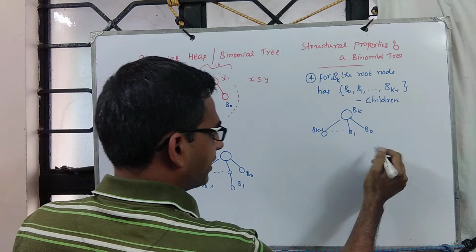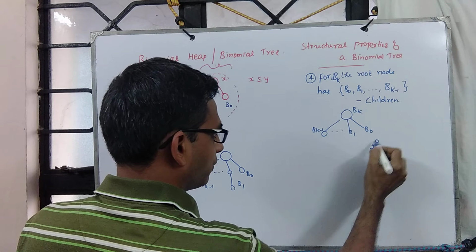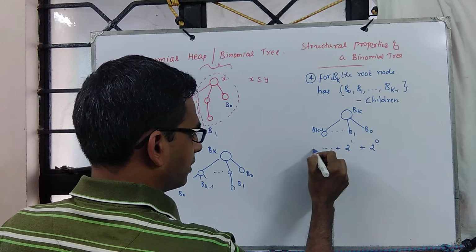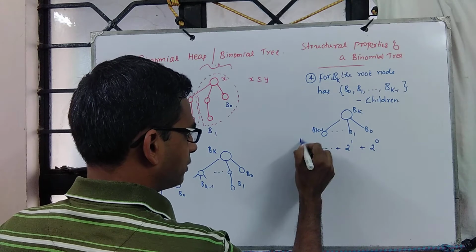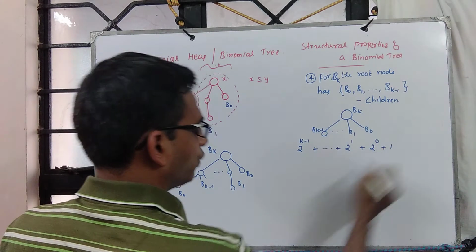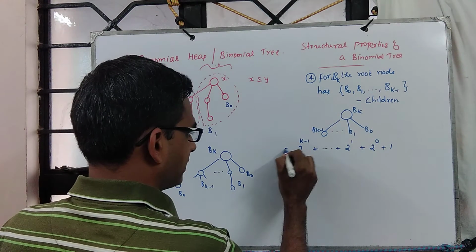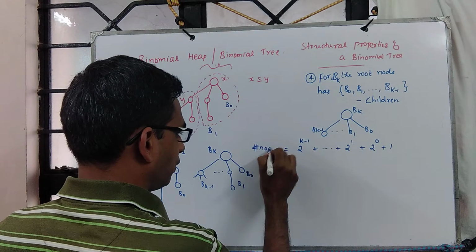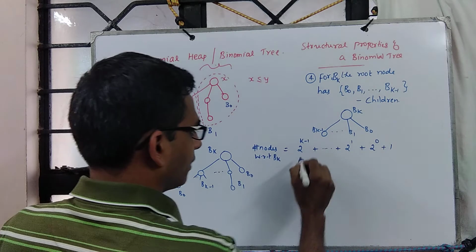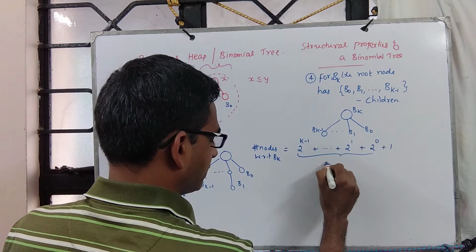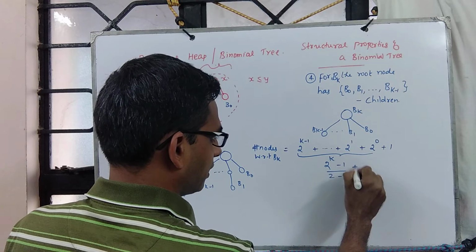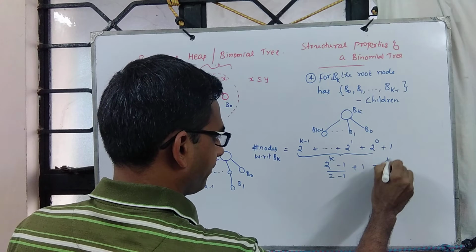How many nodes will be there in B0? There will be 2 power 0 nodes. Number of nodes in B1 is 2 power 1, and so on up to number of nodes in BK minus 1, which is 2 power k minus 1. Plus 1 for the root node. This is precisely the number of nodes in BK. So what is this value? This value is 2 power k minus 1 by 2 minus 1, plus 1, which is 2 power k.